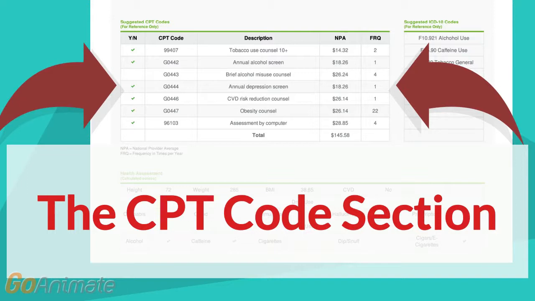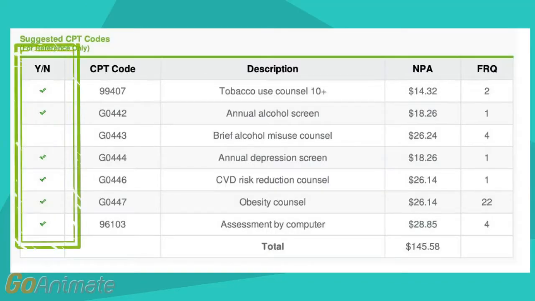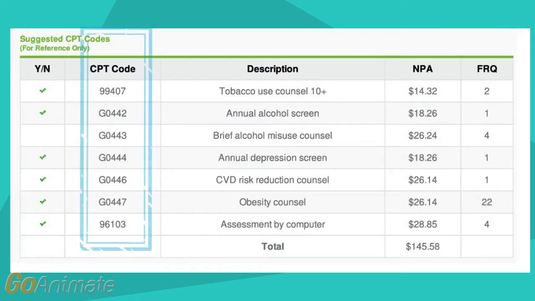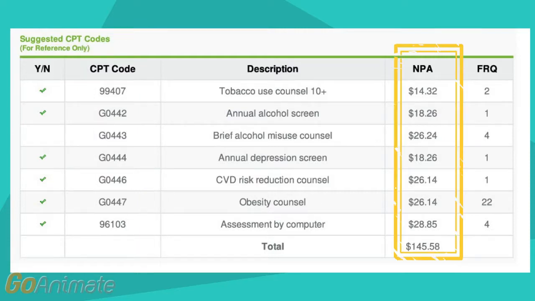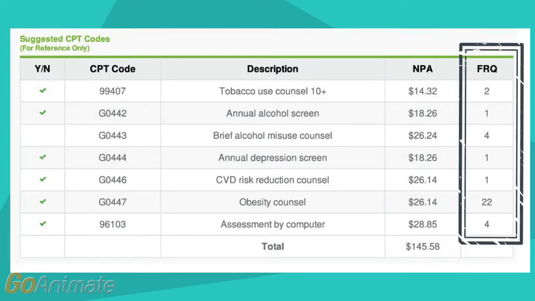The CPT code section will show the provider what services that patient should receive and how much money he'll make off of each of those services. Each of the codes that are checked off are determined from the patient's responses. Each checked response has a CPT code associated with it, the Medicare national average for payment for each code, and the number of times each code can be billed in a year.